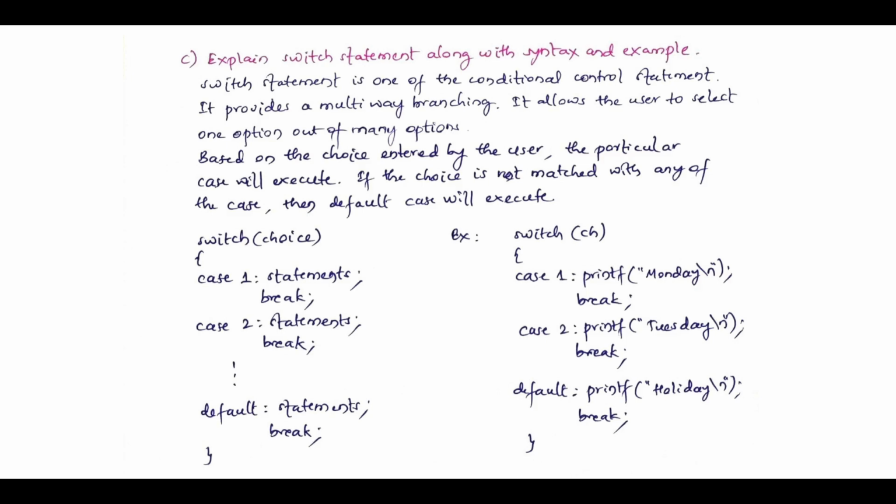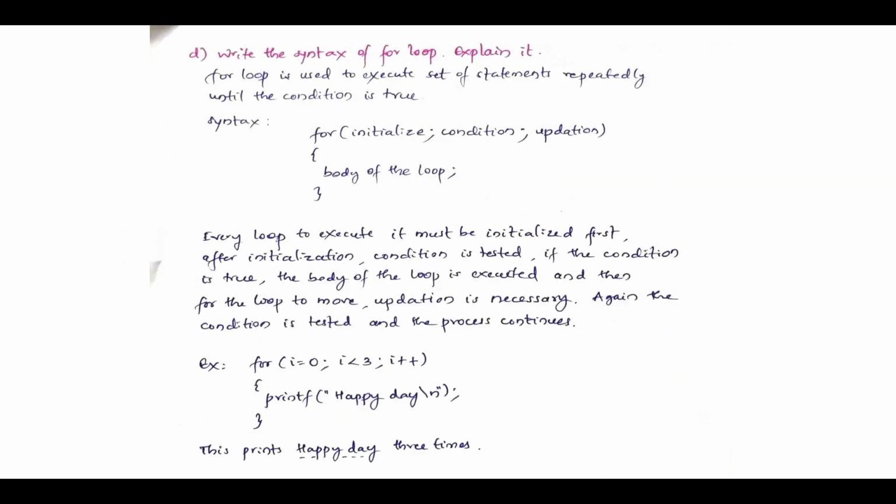For example, we have created two choices like Monday and Tuesday. If you press 1, Monday will be executed because it is matching with the case. If you press 2, Tuesday will be executed. If you press 3, it doesn't match with any of the cases, then it prints default, that is holiday.